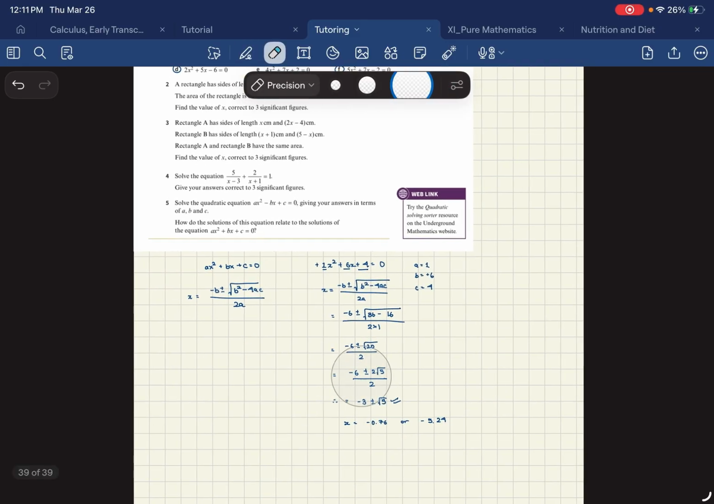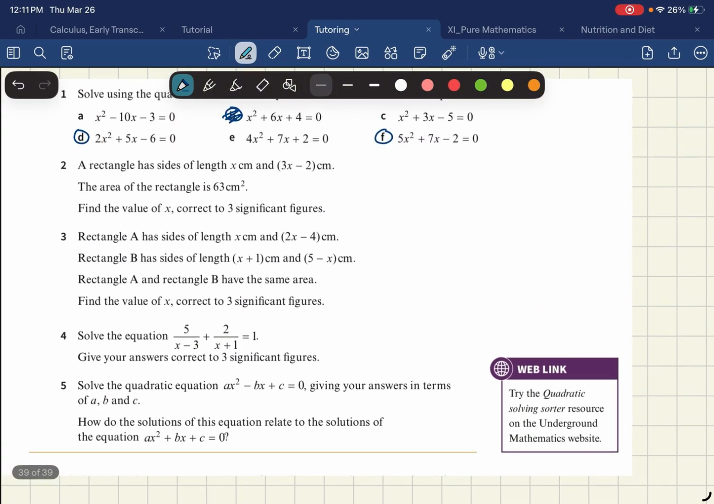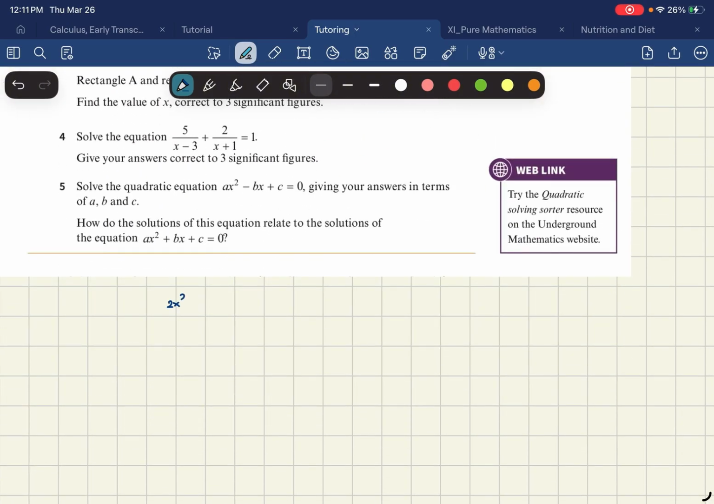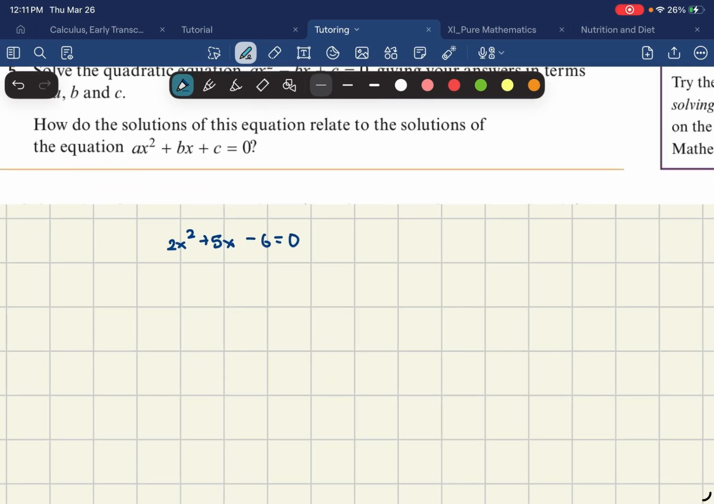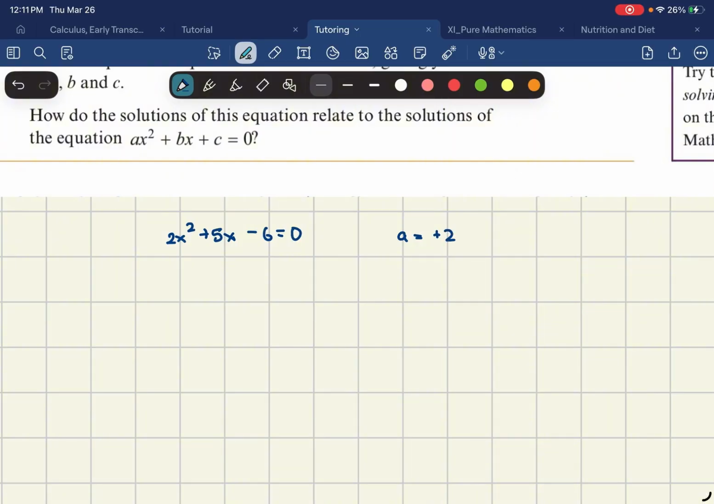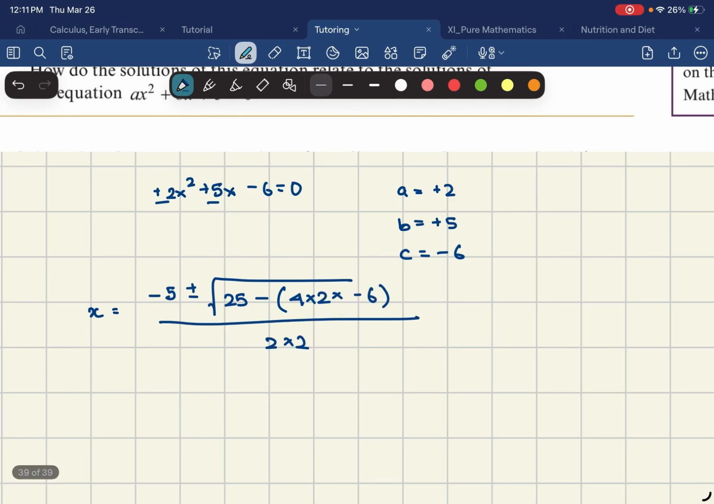So we know the formula, and we can move on to part D. So we have 2x squared plus 5x minus 6. Again, a is positive 2, b is positive 5, you copy with the sign, and c is minus 6. So x is minus b, so minus b is going to be minus 5, plus or minus the square root of b squared. b squared is 25, minus 4 times a, which is 2, times c, which is negative 6, divided by 2 times 2, a is 2.